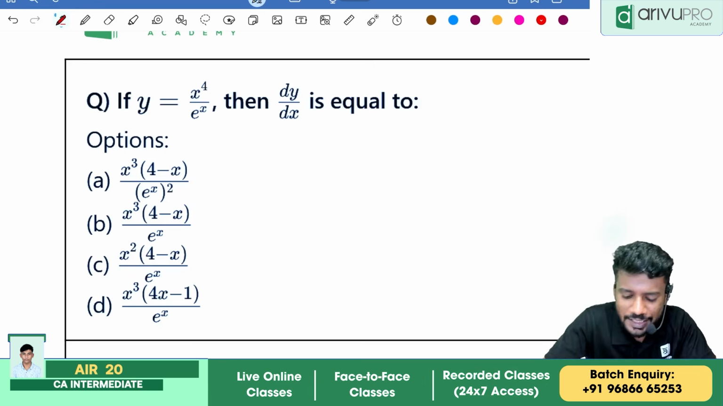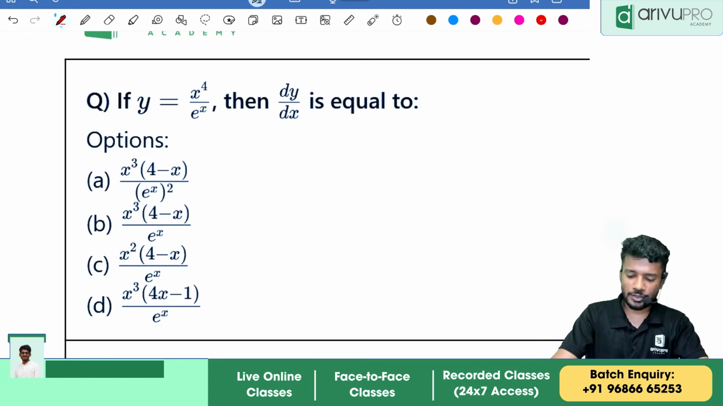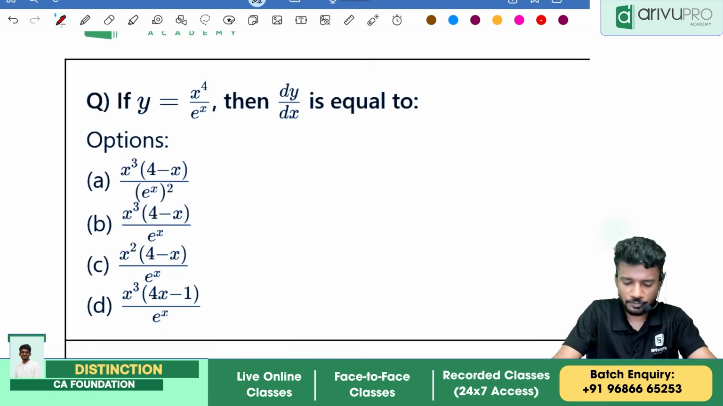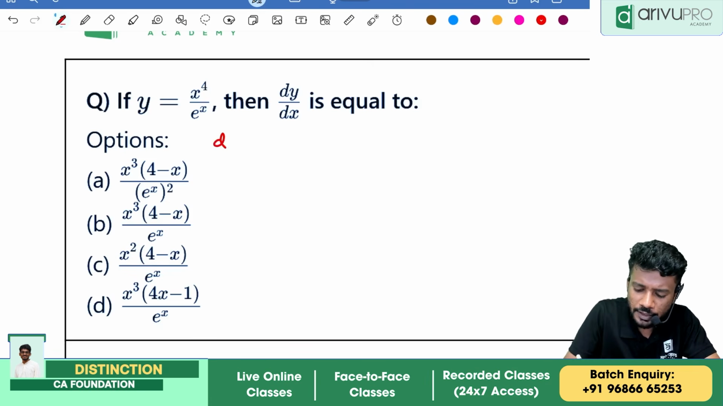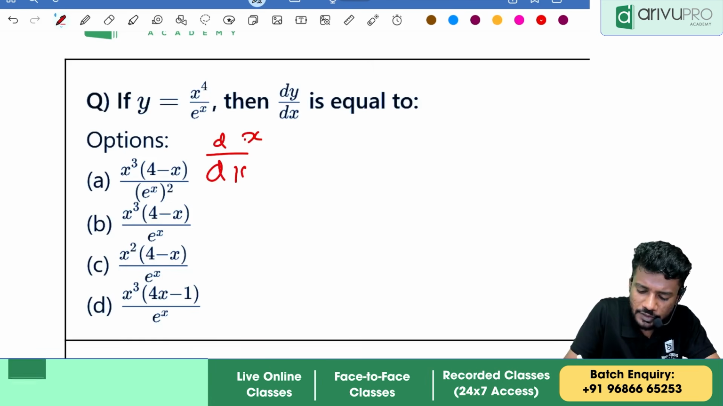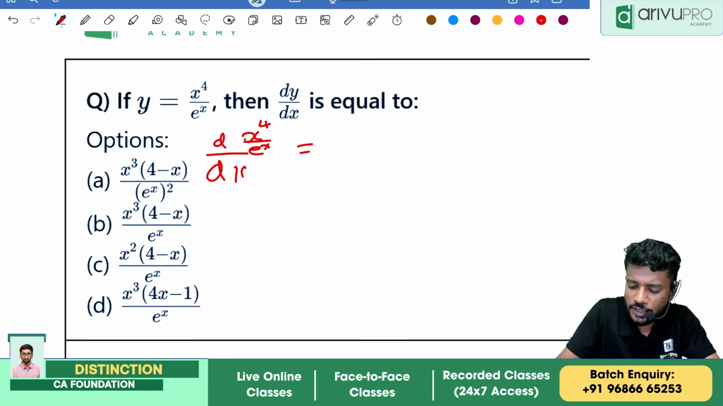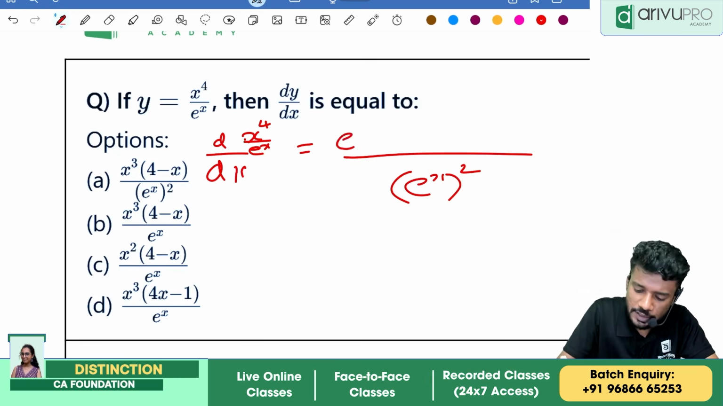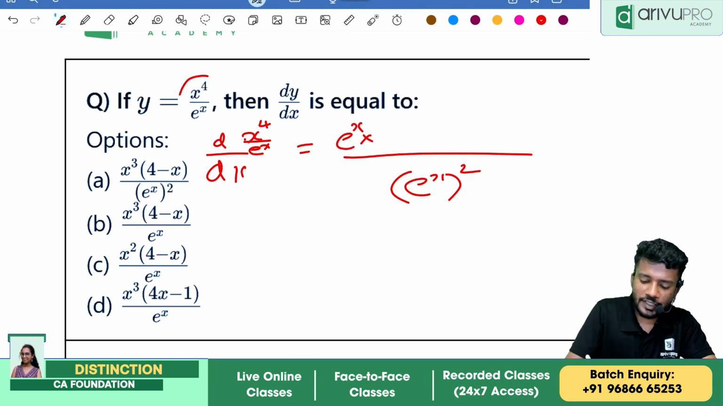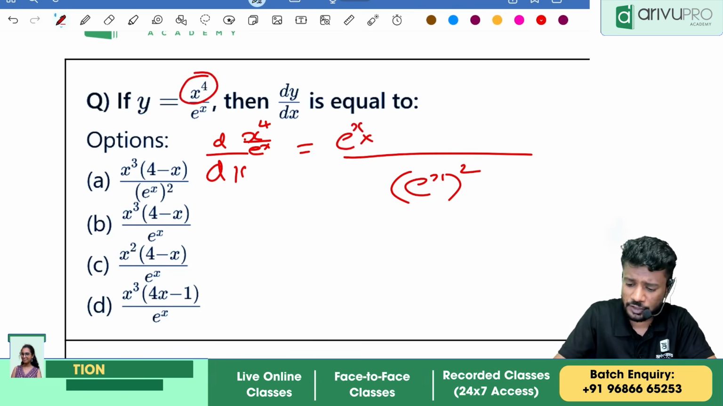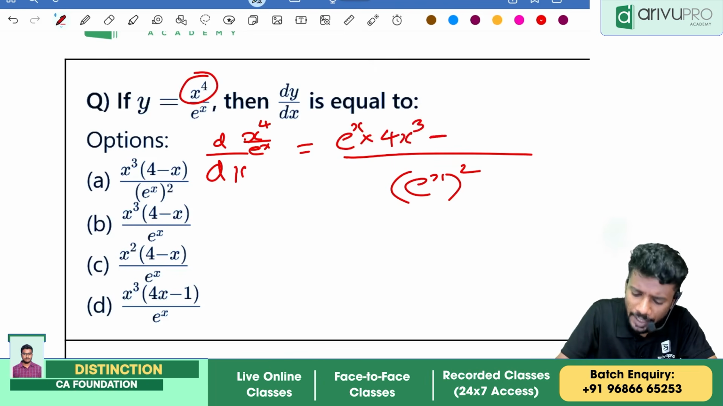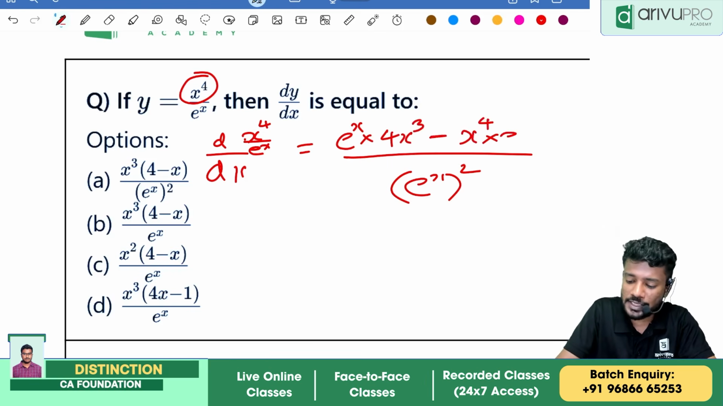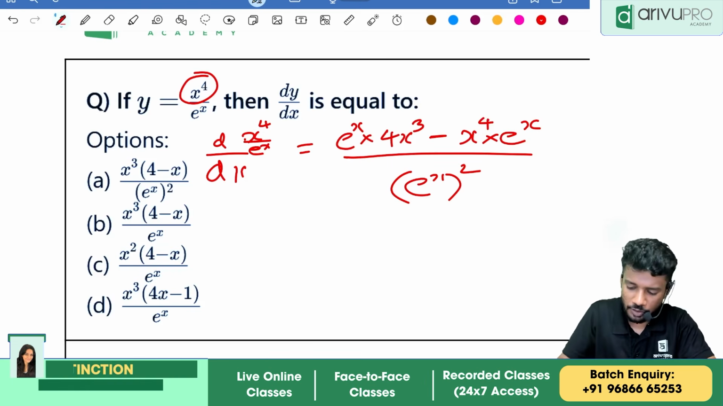Now, find this. y is equal to x raised to 4 divided by e raised to x. Find dy by dx. So, who is the denominator here? d by dx of x raised to 4 divided by e raised to x. The denominator is e raised to x the whole power 2. Then first, the denominator, e raised to x, into derivative of x raised to 4, which is 4x cube, minus x raised to 4 into derivative of e raised to x, which is e raised to x. Now looking at the options, you should tell me the answer.